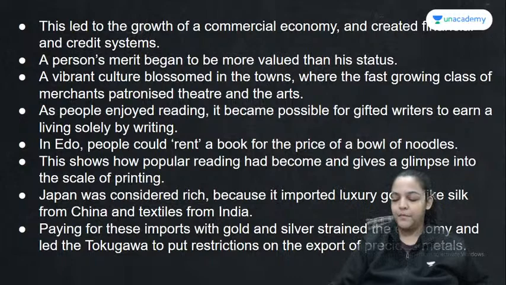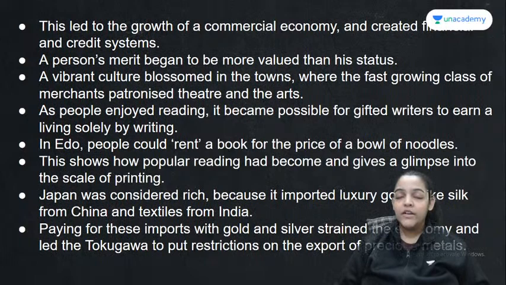Alright. So, let us talk about the economy of Japan. Japan was considered very rich. What is the reason? Because Japan was importing lots and lots of luxury goods from different parts of the world, from China also. From China they were importing silk, and from India they were importing all sorts of textiles. Since they were not exporting anything in return, they had to pay for these goods in the form of gold and silver, which put a lot of strain on their reserves. Their gold and silver reserves started running out. They lost their bullion economy. That is why the Tokugawa put restrictions on the export of precious metal.